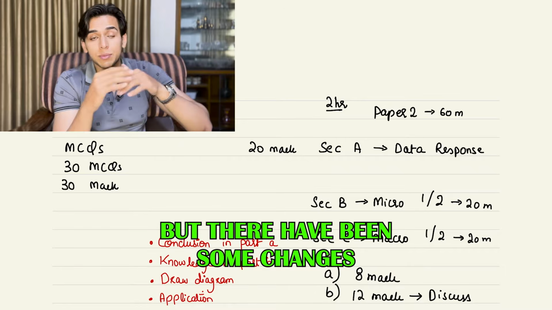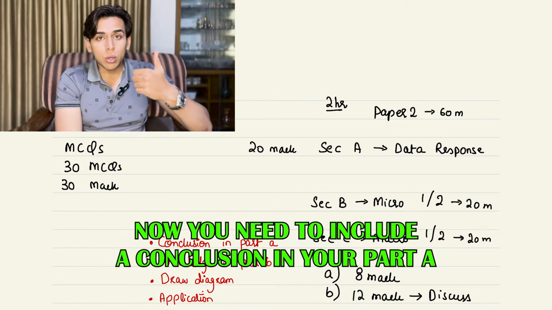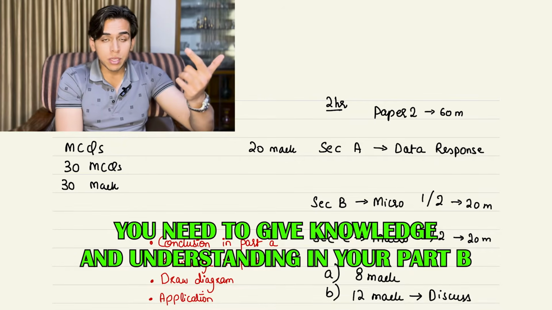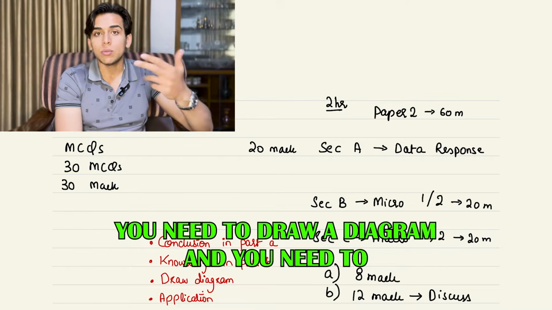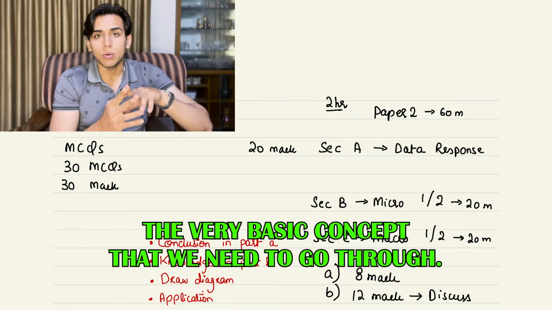But there have been some changes in the checking criteria of these questions. Now you need to include a conclusion in your part A. You need to give knowledge and understanding in your part B. And there are 2 basic things written here. You need to draw a diagram and you need to give application and analysis. So this is the very basic concept that you need to go through in your exam.